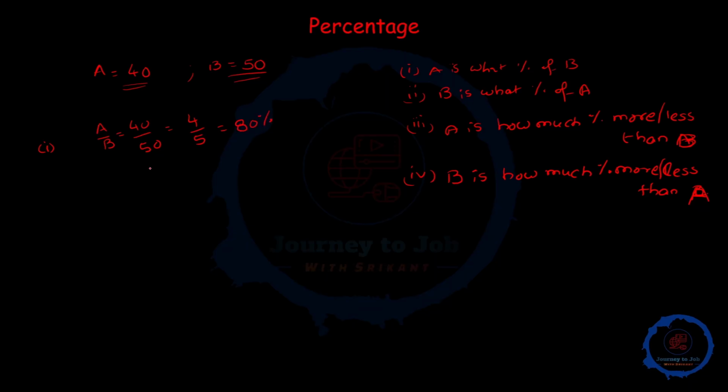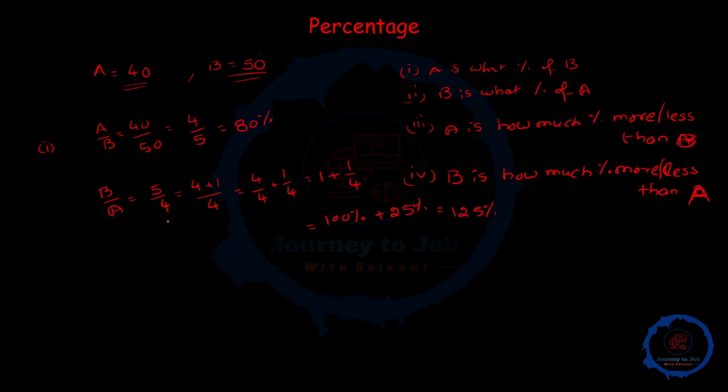Second question, B is what percent of A? For that we have to calculate the B by A ratio. That is, we know 5 by 4. 5 by 4 means 4 plus 1 by 4. We can write it like this. So 4 by 4 plus 1 by 4. 4 by 4 is 1, plus 1 by 4. So 1 means 100% and 1 by 4 is 25%. So total 125%. Actually no need to write all these steps.